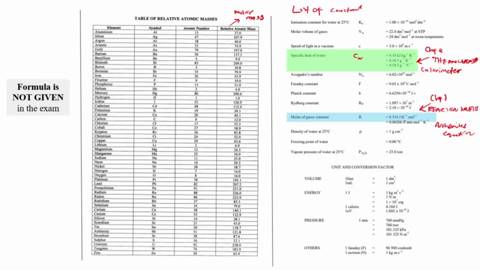The next important constant is the Faraday constant. 1 Faraday is equal to 96,500 coulomb. You'll use it often in chapter 3, electrochemistry, particularly to solve problems related to electrolysis or the electrolytic cell. So here are the list of constants and the table of relative atomic masses to help us solve problems during the exam. Without any further ado, let us go straight into the questions.